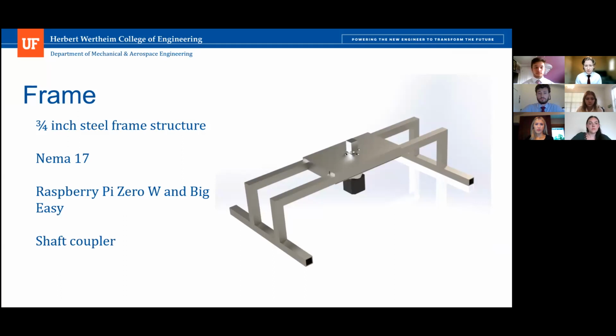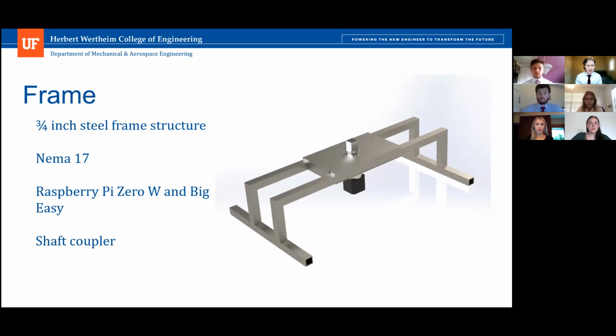In the center of the frame is our computer control housing. And within that, we have one computer, which is a Raspberry Pi Zero W with Wi-Fi capabilities, and 4 motor drivers, which are the Big Easy motor drivers by SparkFun. Each of these motor drivers is designed to drive a singular motor. So that's why we have 4: 3 for the upper motors, one for the central motor.